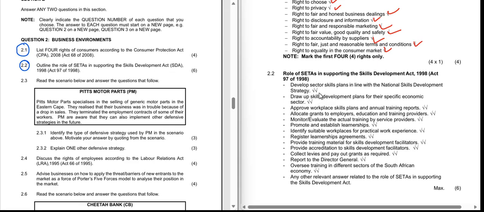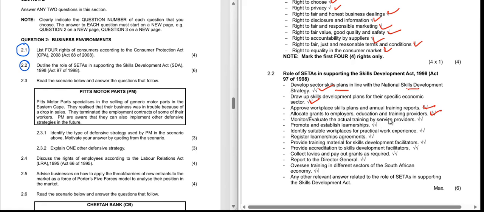So these are some of the roles that they do here, that they have developed sector skill plans in line with the National Skills Development Strategy, draw out skills development plans for their specific economic sector, approve workplace skill plans and annual training reports, allocate grants to employers, education and training providers, and monitor and evaluate.